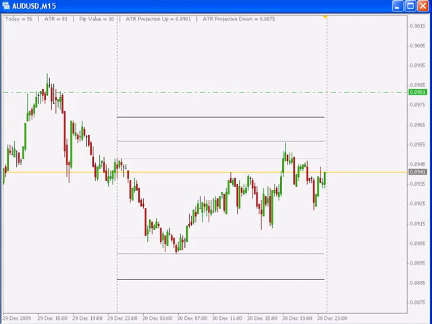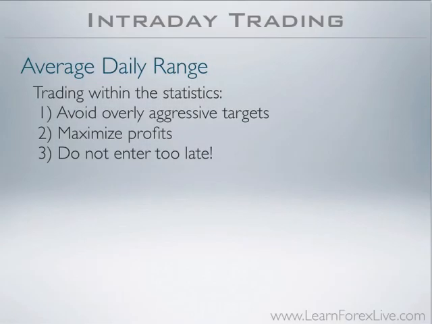All right, folks, that's about it for this chart and for the average daily range. It helps you locate your final target at the optimal level, and it also keeps you away from entering the trade whenever your buy or sell signal comes in too late in the day. The average daily range, fantastic tool.